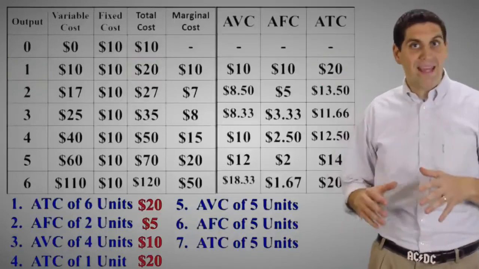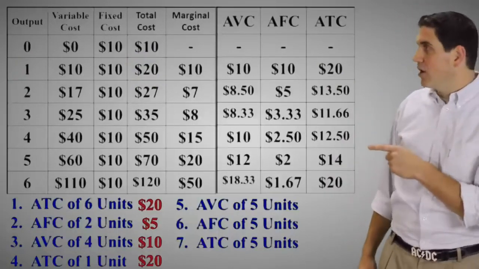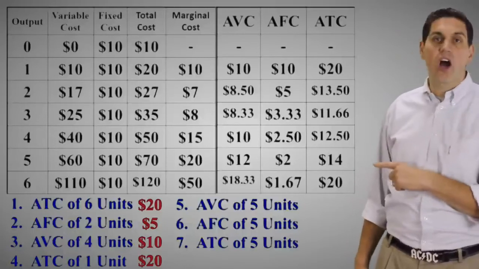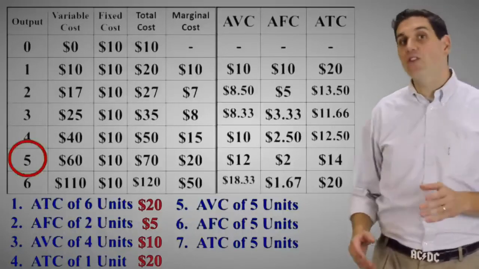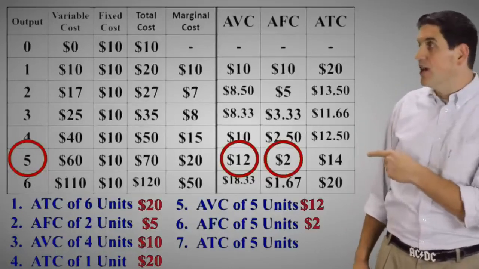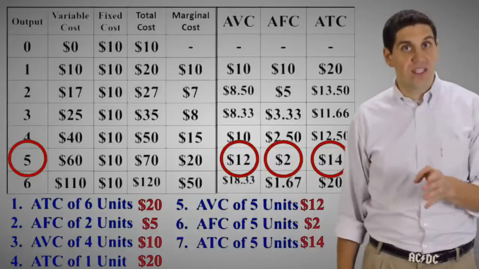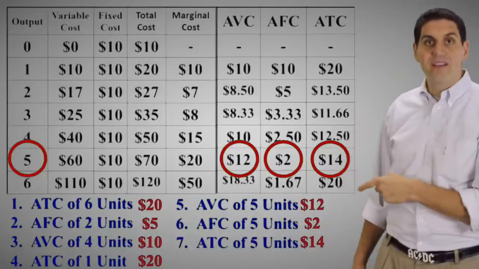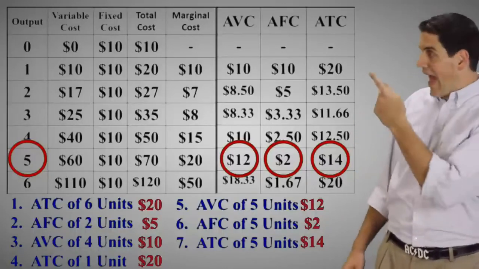Now let's take a step back and find out something you might not have noticed first time around. Notice that the average variable cost plus the average fixed cost equals the average total cost. For example, for 5 units, the average variable cost was $12, the average fixed cost was $2, and the average total cost was $14. 12 plus 2 equals 14. That's how it is for every single one of these. The average variable cost plus the average fixed cost equals the average total cost.